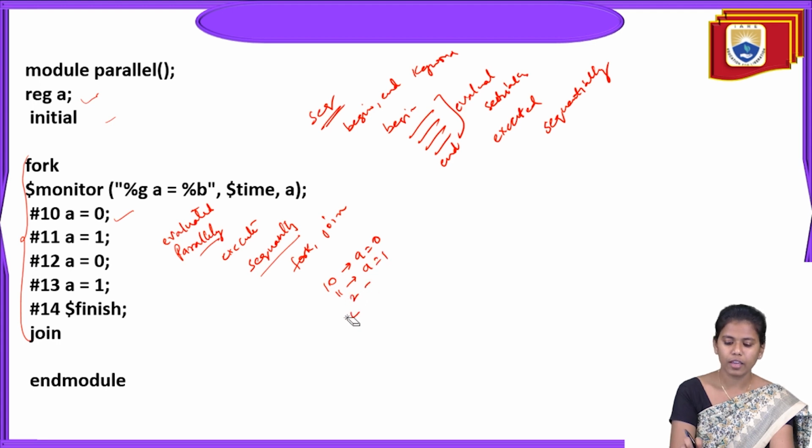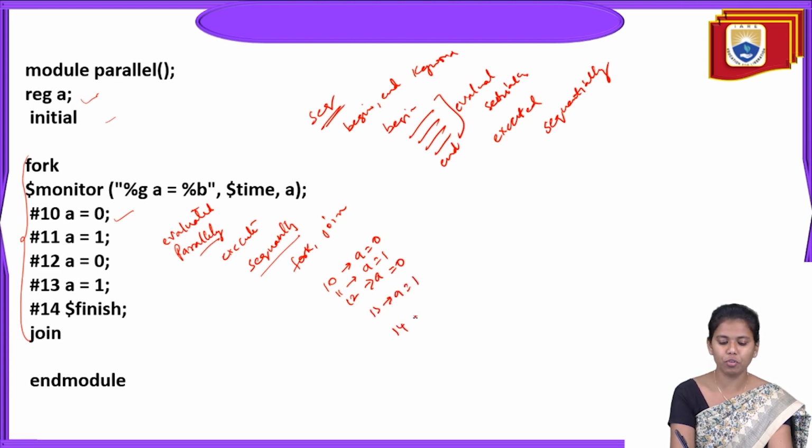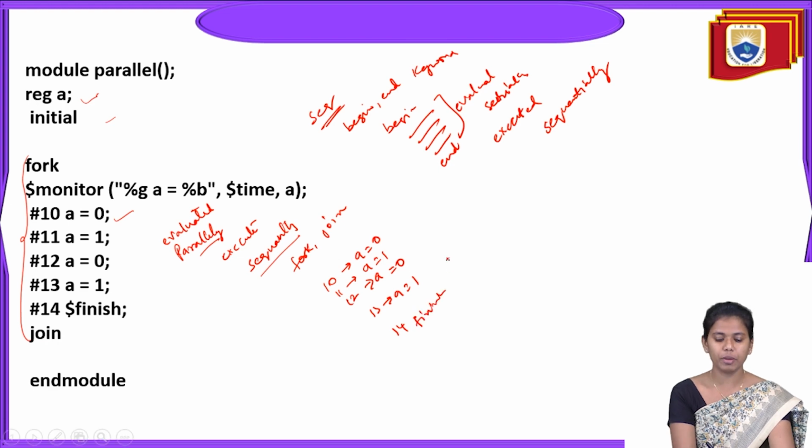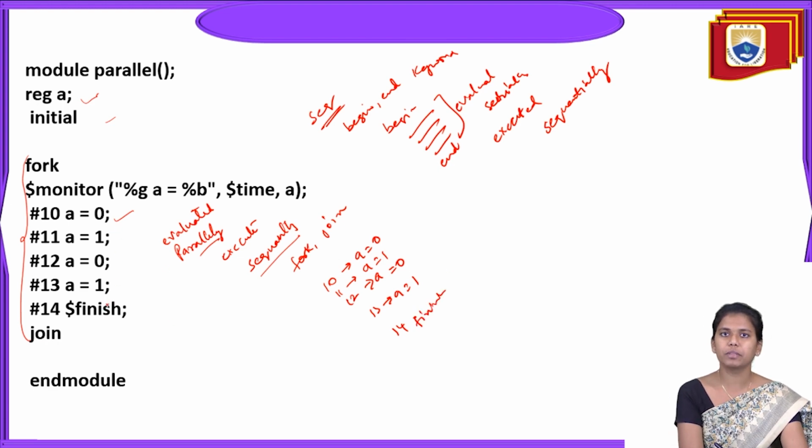For 12, A is equal to 0. And for 13, A is equal to 1. And finally at 14, I'm finishing all my block statements. These are all nothing but the block statements, and each and every parallel statement is evaluated parallelly but executed sequentially. After all the execution completes, finally I'm closing all my statements with a finish. So finishing all my blocking statements, I end up with the keyword join.